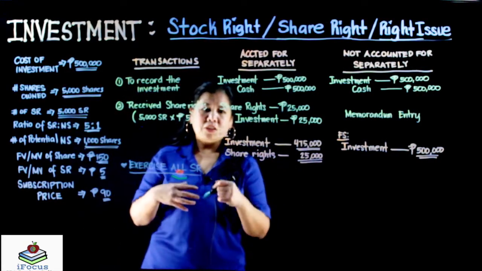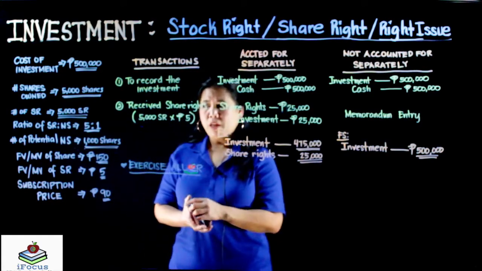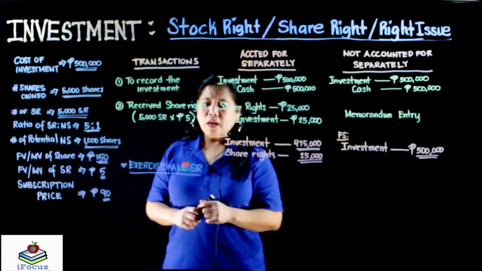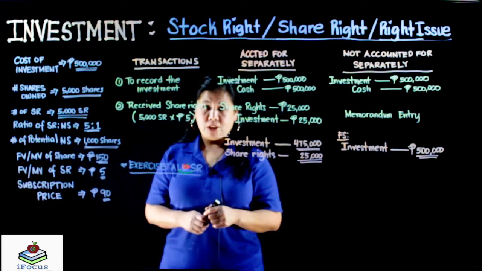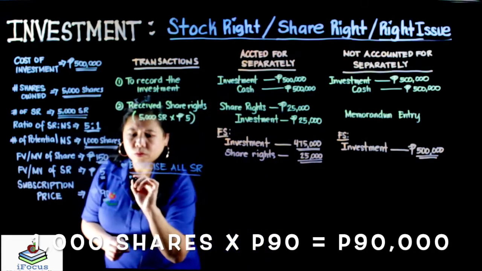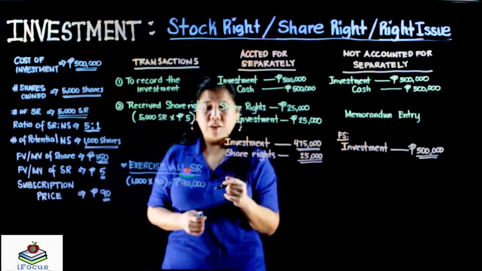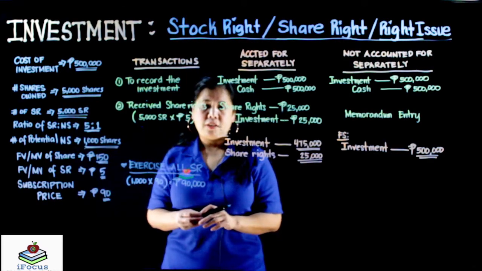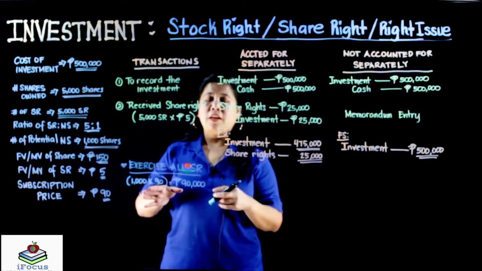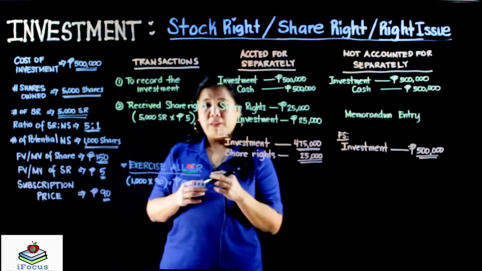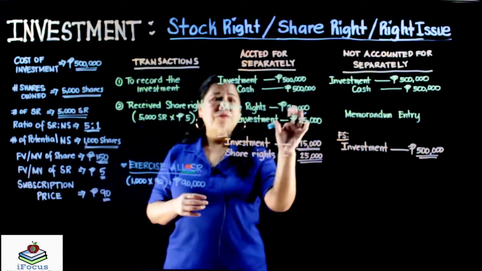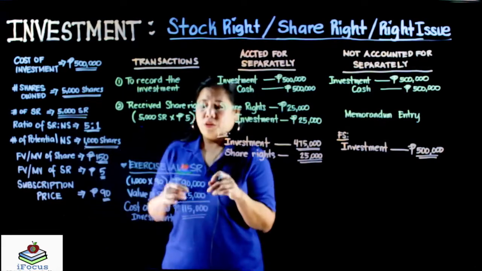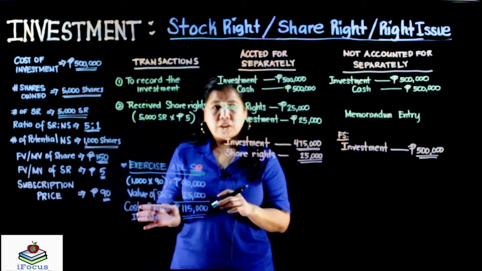Alright, so example, in-exercise natin ang lahat ng ating share rights. So, ang ibig sabihin, A&D Company ay bibili siya ng 1,000 shares sa halagang 90 pesos. Ang computations natin, dahil bumili siya ng 1,000 shares times 90, meron siyang 90,000 cash na ibinigay sa investee by purchasing this 1,000 shares at subscription price of 90 pesos. Itong bagong shares na in-acquire niya na 1,000 shares, ang cost ng investment na yan ay 90,000 plus the value of the stock rights na 25,000.